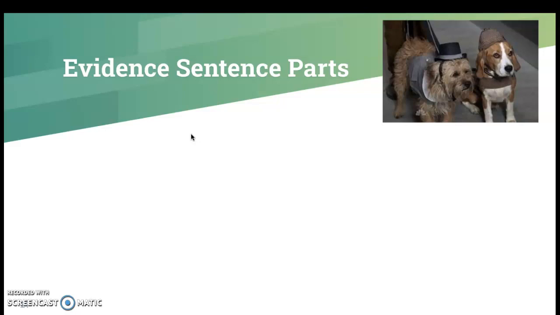Remember, these are evidence sentences. You will see the adorable picture of the dog in the corner. Bonus points if you guys understand that reference and get who those two dogs are. I'll tell you at the end of the video in case the suspense is killing you. But let's go ahead and start.